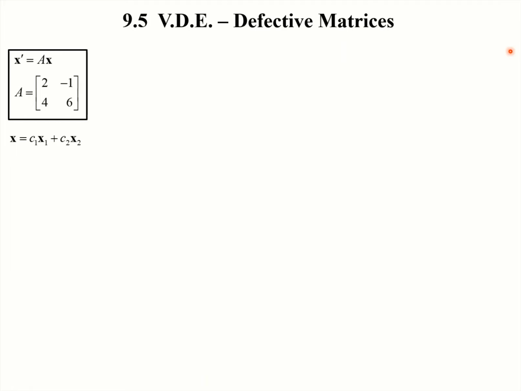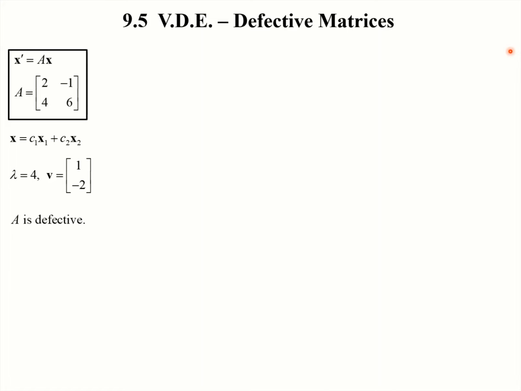But look what happens here, and probably from the title you're going to guess this. When you find the eigenvalue eigenvector pairs of A, you just have one eigenvalue, which is 4, and the eigenvector is 1, -2. So 4 has algebraic multiplicity of 2, and it also has geometric multiplicity of 1, which makes the matrix defective.